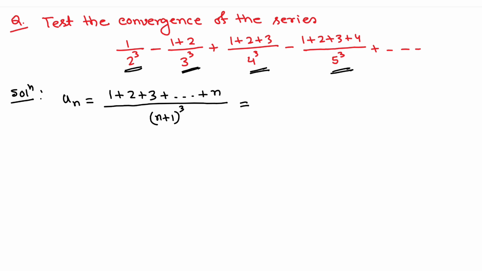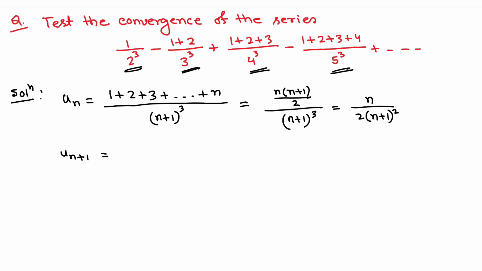1 plus 2 plus 3 plus dot dot dot n. You have learnt in class 11, in the AP GP chapter, the sum of first n natural numbers, n into n plus 1 divided by 2. Yes or no? By n plus 1 whole cube. So if I simplify it, your n plus 1 cancelled, so you are getting n by 2 into n plus 1 whole square. So this is your un. So what will be un plus 1? Just 1 increased, so n plus 1 divided by 2 into n plus 2 whole square.